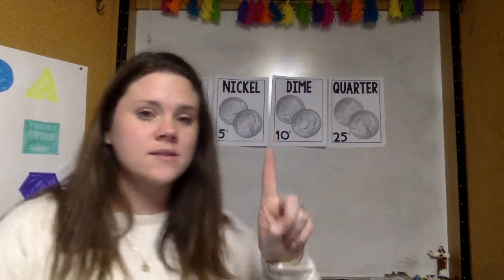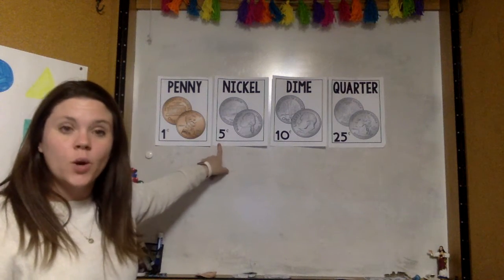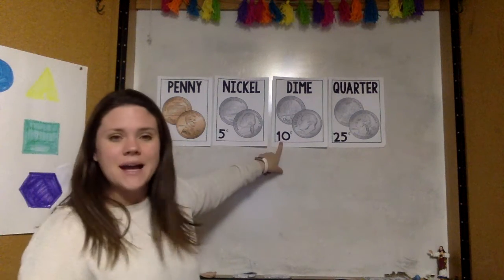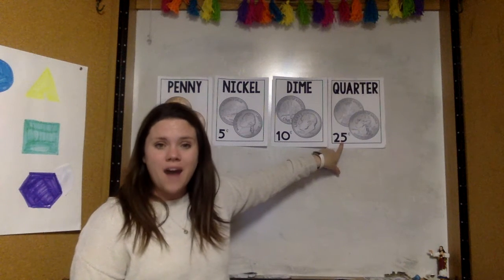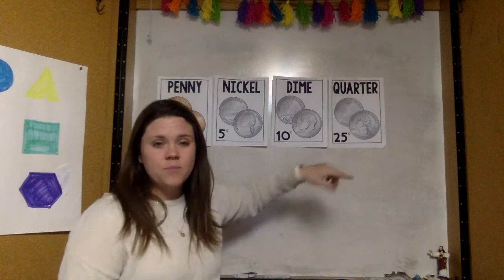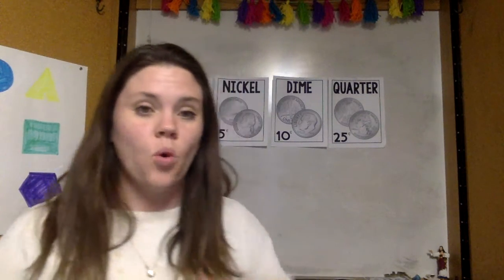We count by ones when we count pennies. We count by fives when we count nickels. We count by tens when we count dimes. And we count by 25 when we count quarters. So, how do we count? We know how to count by ones. That's easy peasy, right? That's what we do all the time.